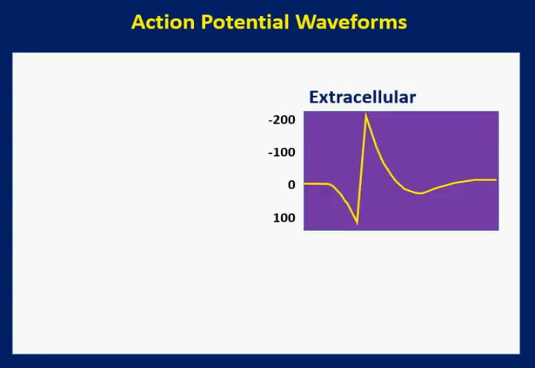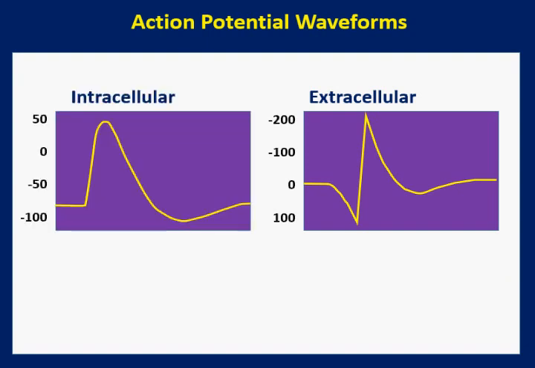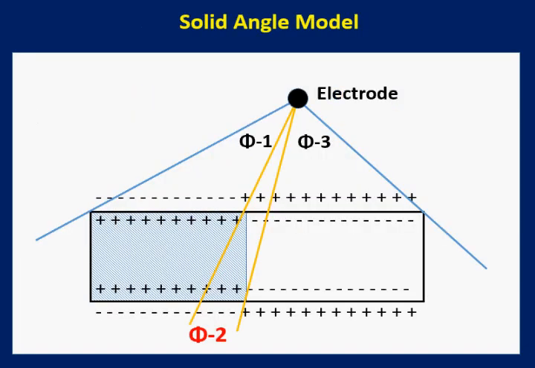This simple model explains the triphasic shape of the extracellular potential, although the intracellular action potential is relatively monophasic or biphasic. A similar analysis can also be performed using the so-called solid angle model. Since it gives similar results, I will not discuss that approach. Here are some additional important results from these models of extracellular action potential.